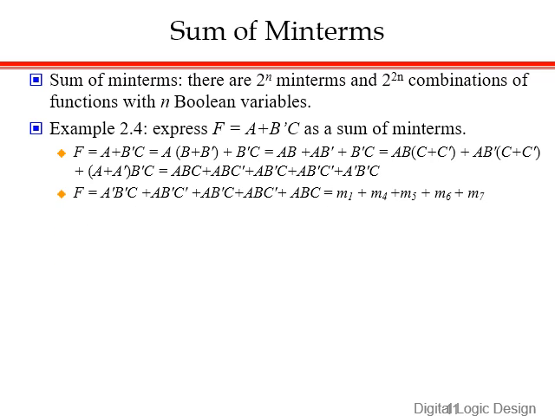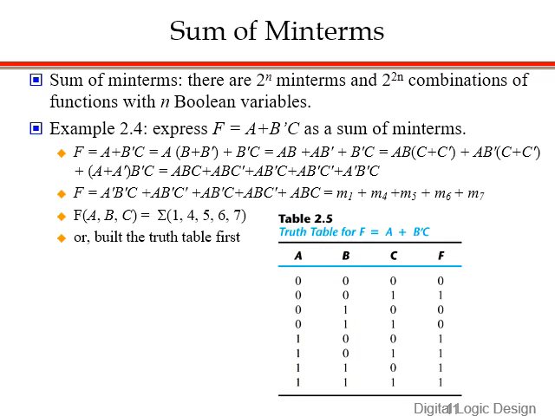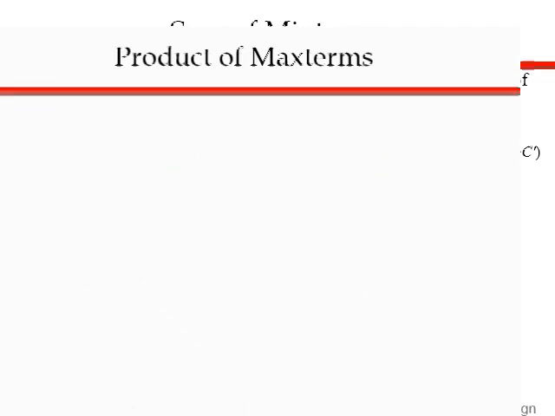So this is basically the sum of minterms m1, m4, m5, m6 and m7. You can also write it in the form of summation brackets 1, 4, 5, 6 and 7. Or you can make a truth table for identifying the number of minterms.